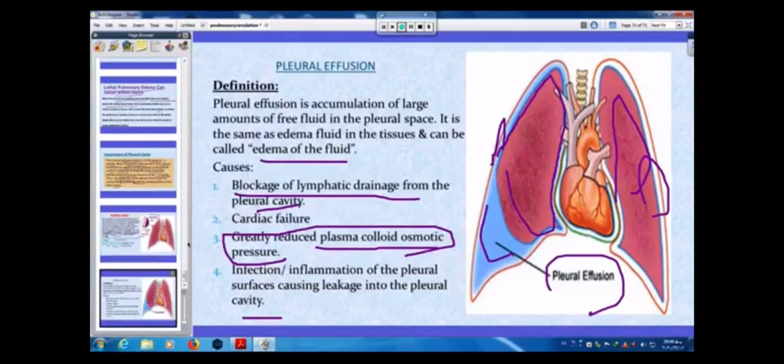And this chapter is finished, and the next chapter is about the principles of the exchange of gas.